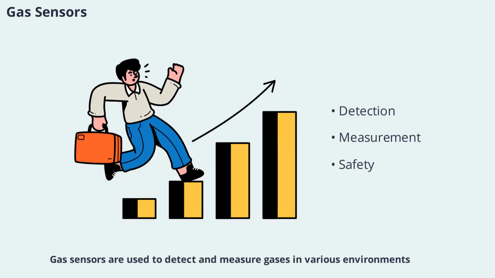Gas sensors are used to detect and measure gases in various environments. Understanding gas properties and behavior helps engineers design accurate and reliable sensors for applications in safety, health, and industry.